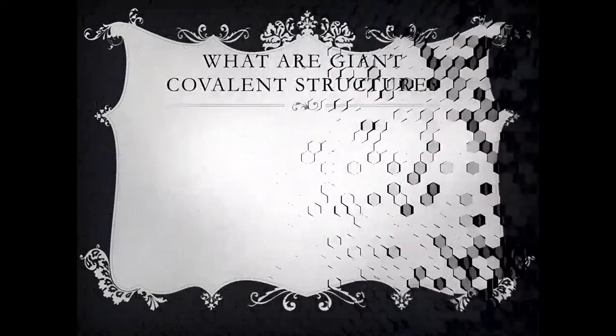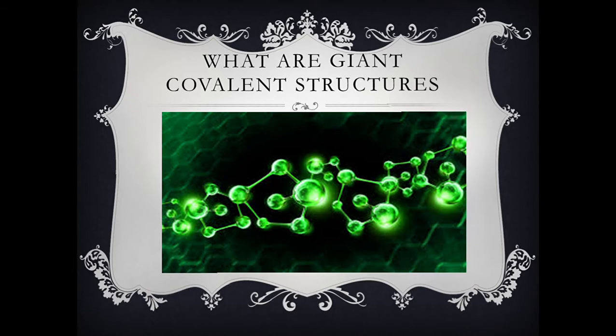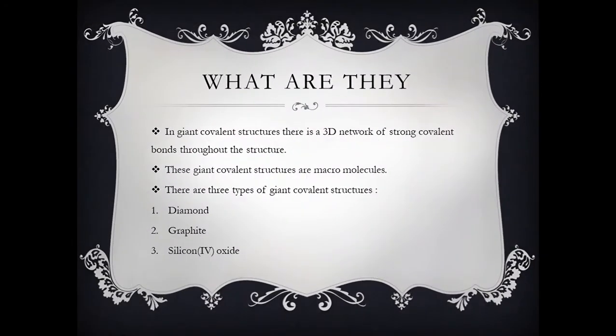What are giant covalent structures? They are structures with a 3D network of strong covalent bonds throughout the structure. These giant covalent structures are macromolecules. There are three types you've got to know: diamond, graphite, and silicon oxide, which is known as sand. Now let's learn one by one.